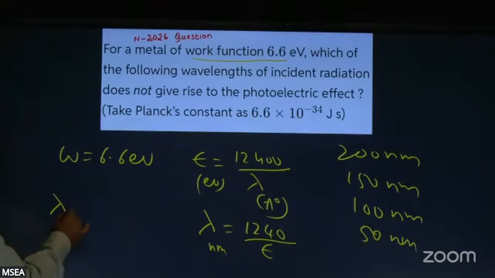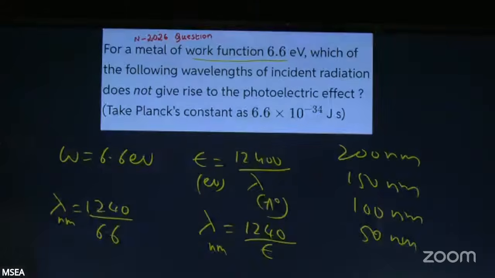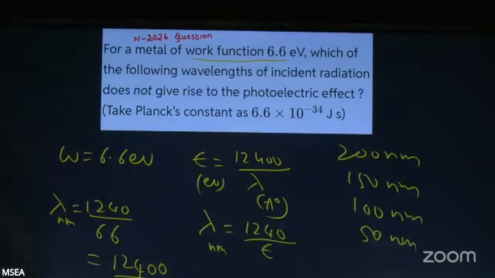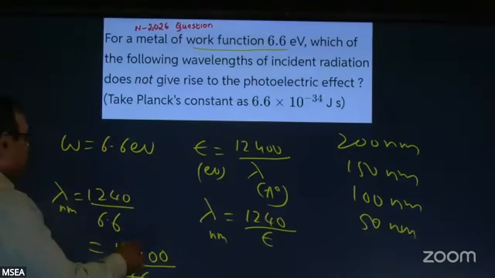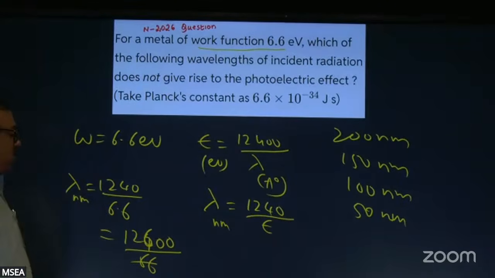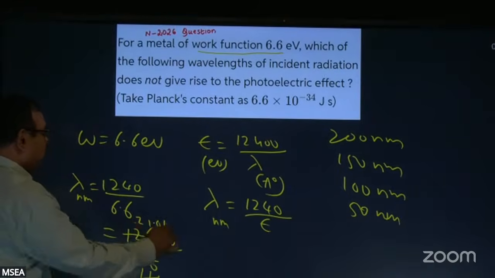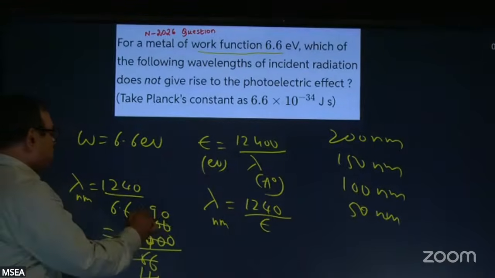Then first I want to calculate the wavelength in nanometer: 1240 divided by 6.6, which is given in electron volts. So 12400 by 66 we can take. With approximation, 6 ones are 6, 6 twos are 12, 6 threes 18, and also 11 ones, 11, 11 nines, so this is around 190.